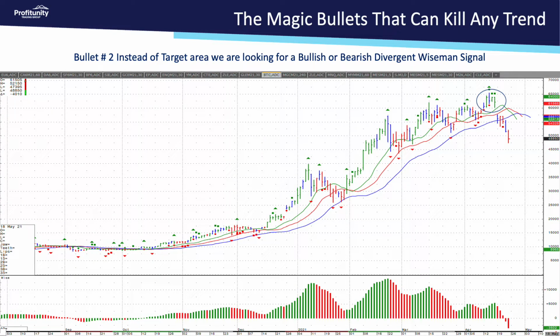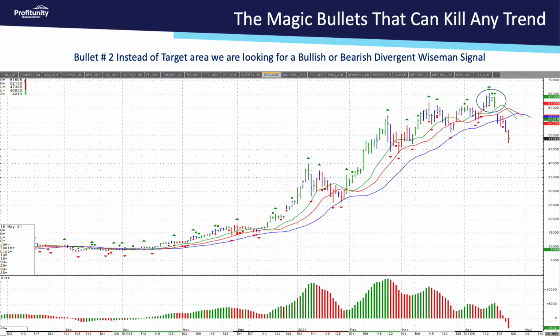The second magic bullet that we're looking for used to be target area, right? So we would go in from our wave 1 and we would do a Fibonacci target area looking for the end of the trend. But quite frankly, we have found that with all of these extended markets, the target areas are not as good. What I have found to replace that is our bullish or bearish divergent bar.